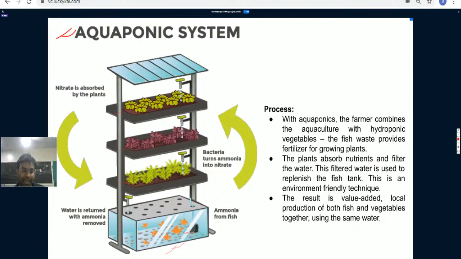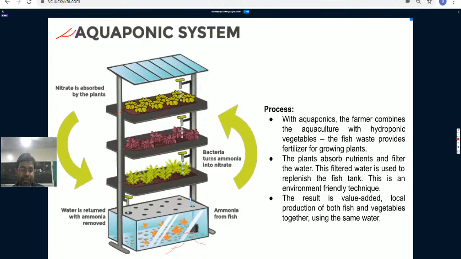So fish is the aquaculture practice. What kind of aquaculture practice are we doing here? It is a freshwater aquaculture practice. From this freshwater aquaculture practice, we are using a pump. Using that pump, the nutrients produced by the fishes are supplied to the plants in all the different levels that we can have in this system.